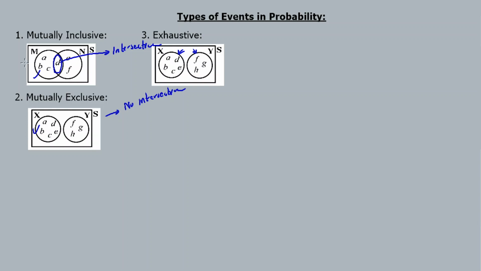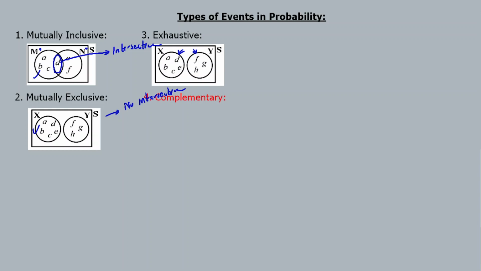Even this one, the first one, this mutually inclusive diagram, is also an example of an exhaustive event, because everything is either in A or in M or in N. So an exhaustive event is wherever our outcomes are either in X or in Y, either event 1 or event number 2.